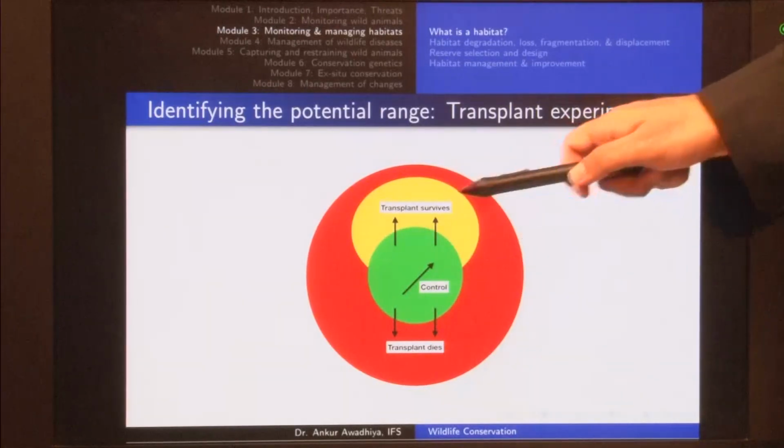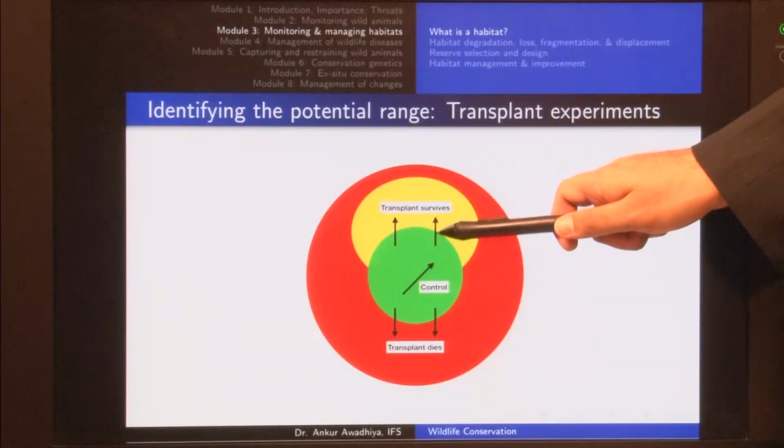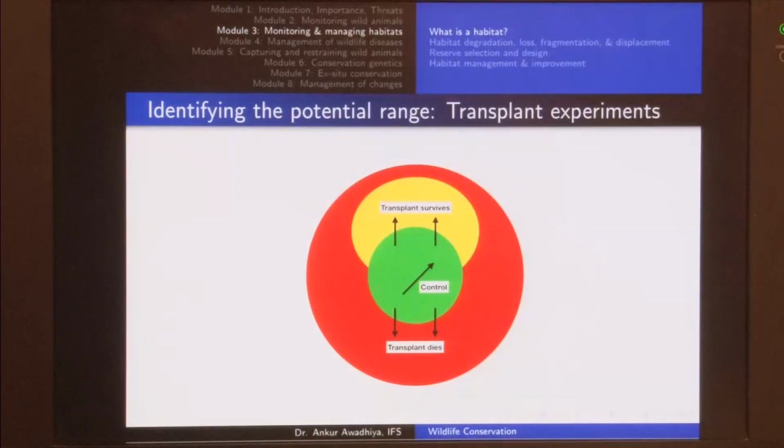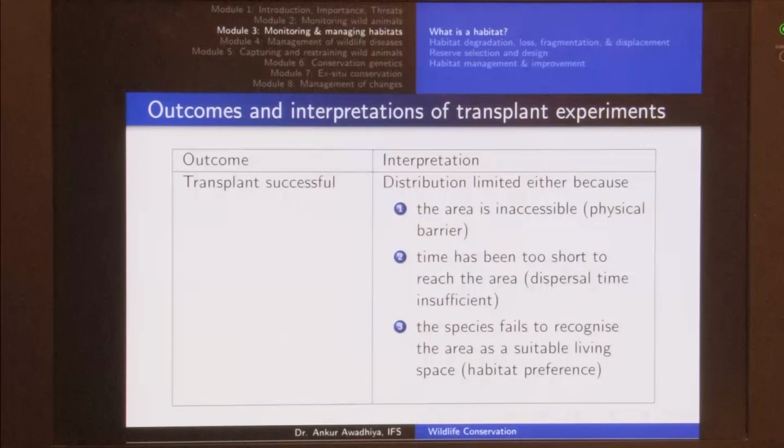But then in other areas we could have situations in which the transplant survives or the transplant dies. Now, if there is an area in which the transplant is successful, we are referring to those areas in which the animals could live, but they do not live.